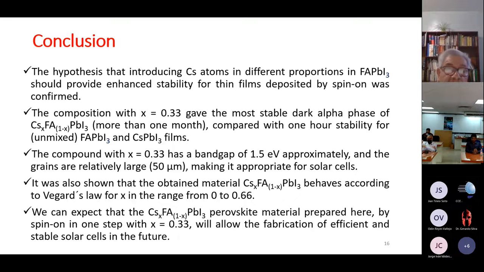So in conclusion, the introduction of cesium atoms in different proportions in formamidinium lead triiodide should provide enhanced stability for the films made by spin-on. The composition with x equal 0.33, which corresponds to BC equal 0.5, gave the most stable dark alpha phase. The compound with 0.33 has a band gap of 1.5, and the grains are large, about 50 microns, making this material appropriate for solar cells. So we can expect that this material will allow in the future the preparation of good, stable solar cells. Thank you.